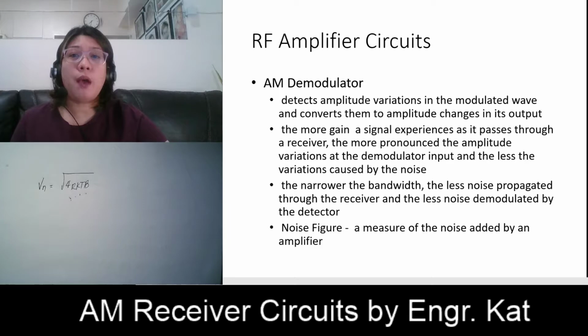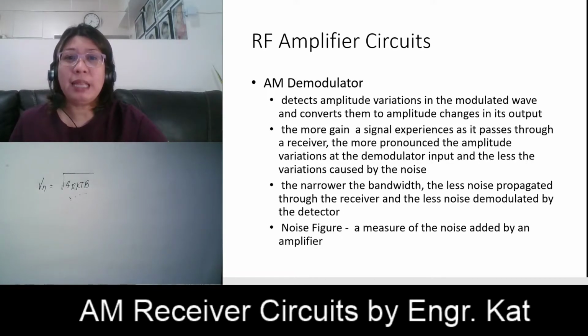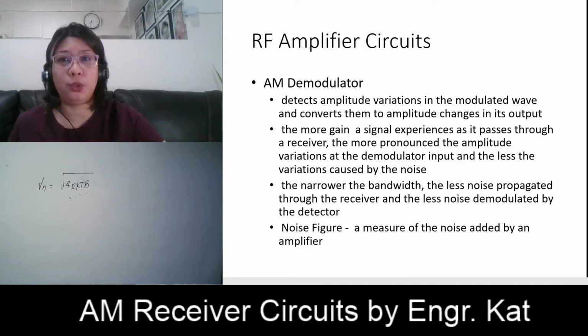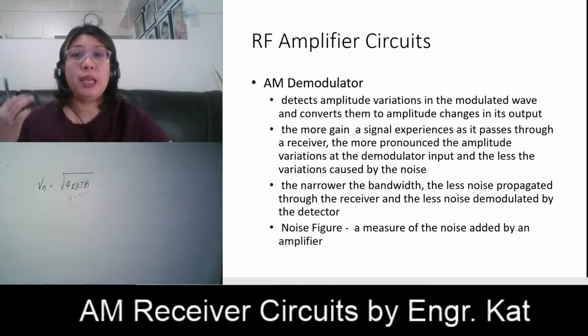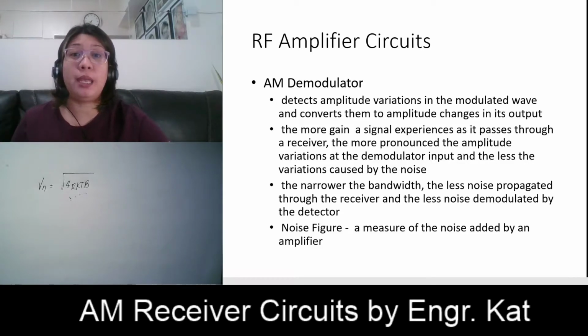The more gain a signal experiences as it passes through the receiver, the more pronounced the amplitude variations at the demodulator input, and the less the variations caused by noise. Always remember that noise is also changing in its amplitude, so your receiver might be confused whether that is an actual signal, because it is detecting a change in amplitude, while noise is also characterized by changes in its amplitude.